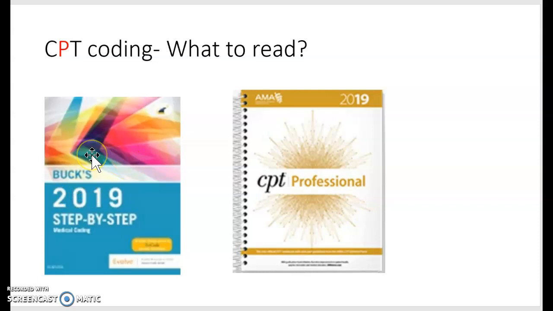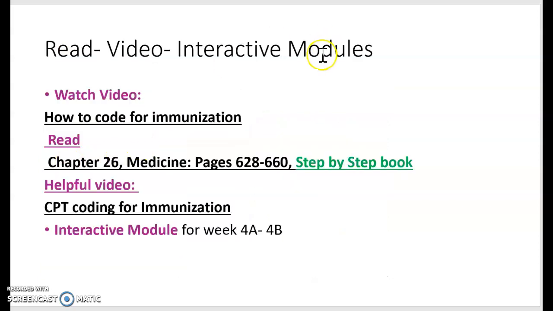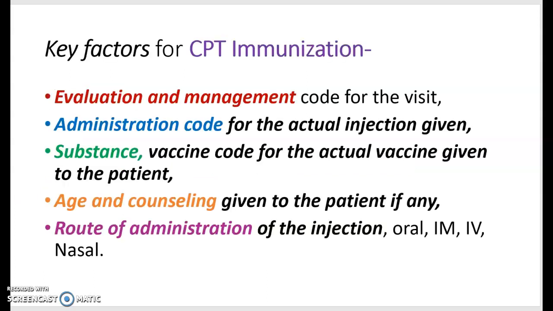You are also reading the step-by-step book because it's a textbook that explains how to use the CPT book, and I will be posting some pages for you to read. I have sent you some information by email, and I've posted some information on the discussion blog about what kind of videos you can watch to understand this coding process. This is the step-by-step book chapter that I want you to read. These are the pages, and make sure you read these pages to understand a little bit about immunization coding.